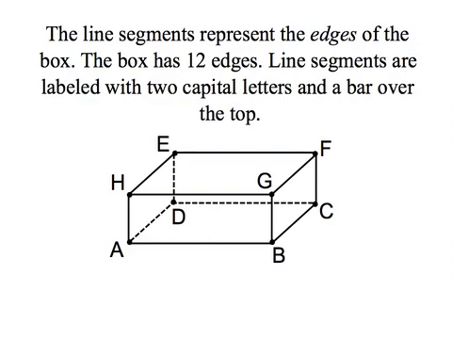The line segments represent the edges of the box. This box has 12 edges. Line segments are labeled with 2 capital letters and a bar over the top. So let's label all of the edges.